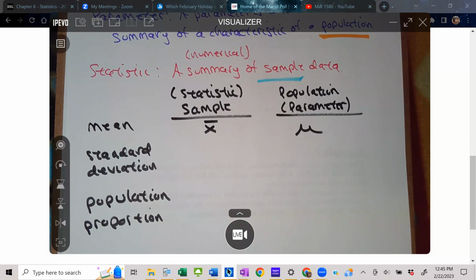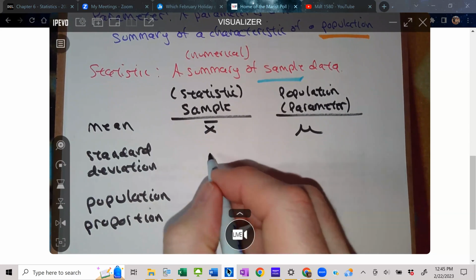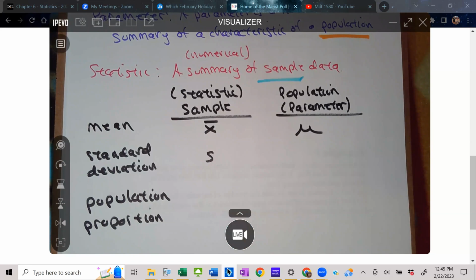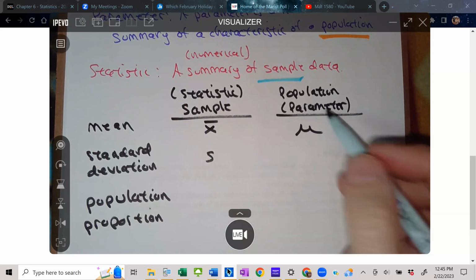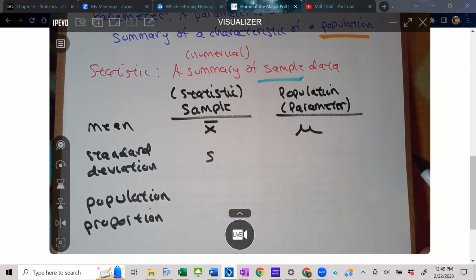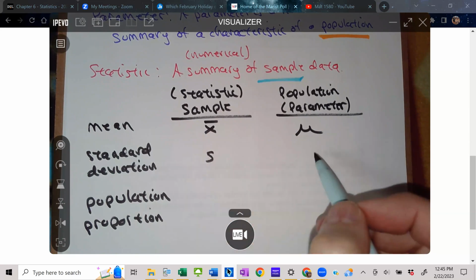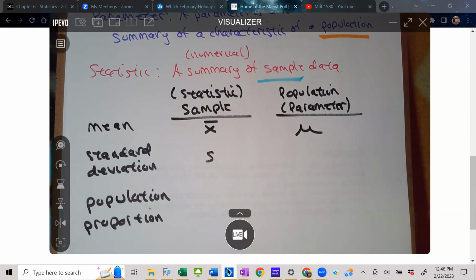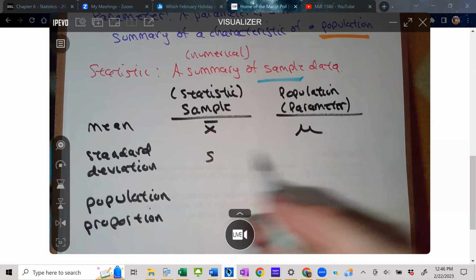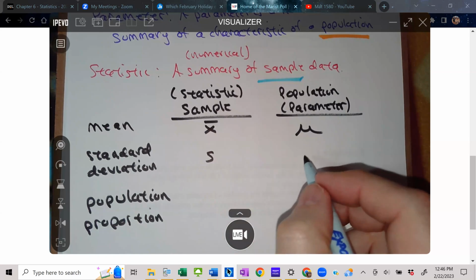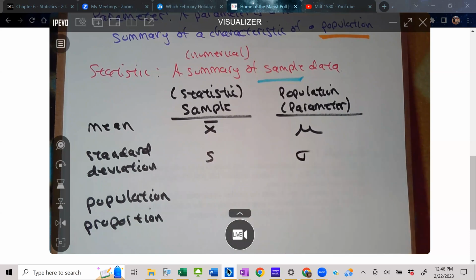Sample standard deviation, that was S. How about the Greek letter that we use for our population parameter? What's the symbol over here for the standard deviation? Is it a Greek letter? Sigma. Sigma. Yeah, well done.